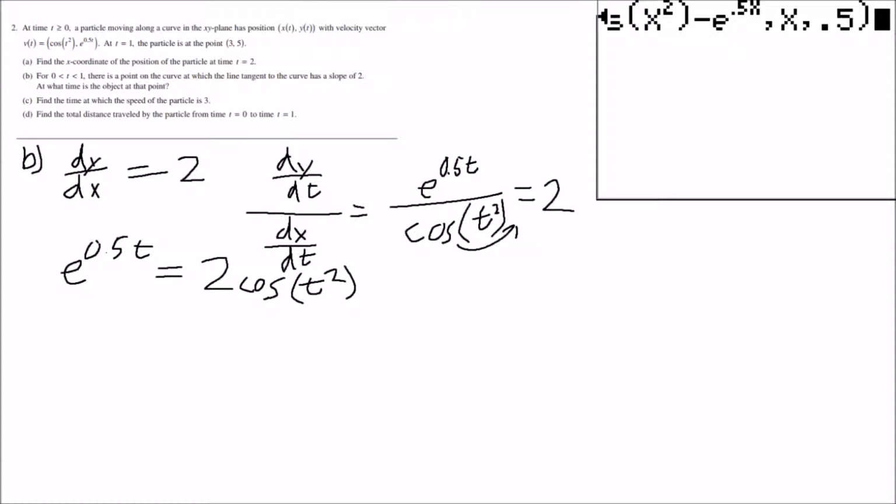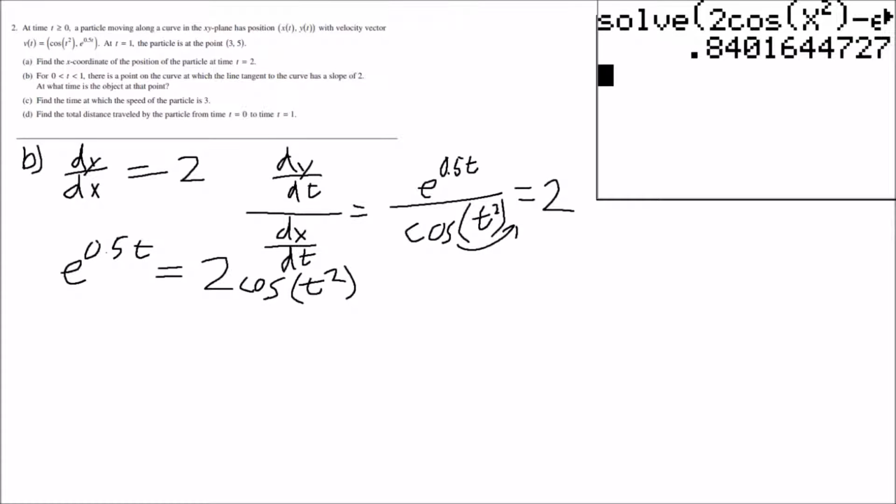And it solves it for you, giving you a value of 0.840. Since you have the calculator for this portion of the exam, why not use it? If it's going to solve it for you, let it solve it for you. You have to know all the calculus here anyways. So let's go ahead and write that in.